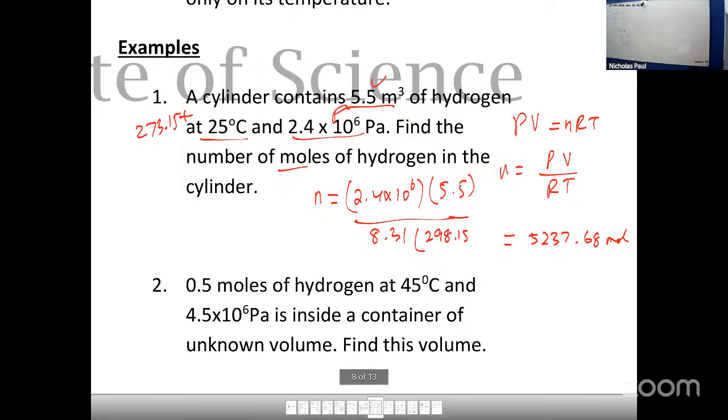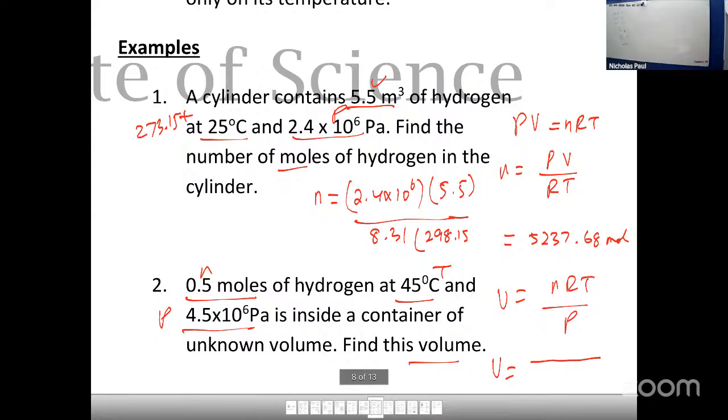Now we need to do this. All they give you is the number of moles, temperature and pressure, and they want us to find the volume. So we know that V is nRT all over P.